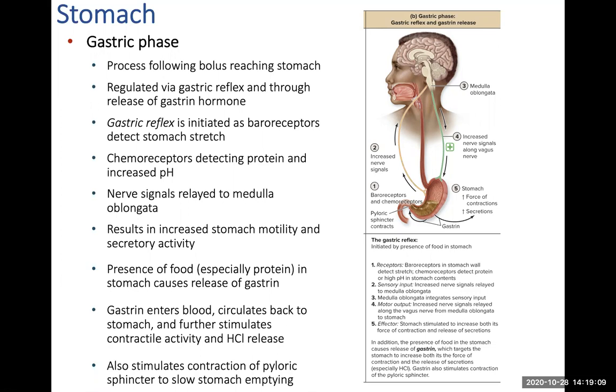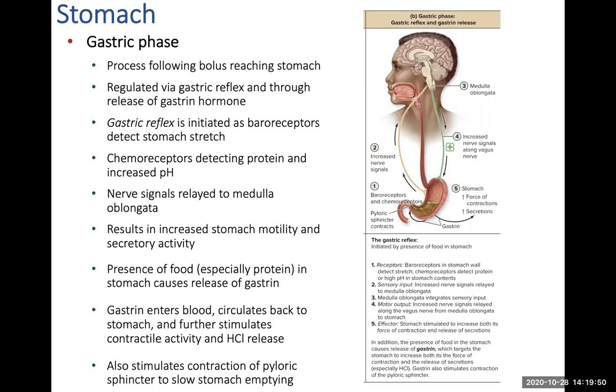The other thing that I wanted to say about the gastric phase, again, is that gastrin is a very important part of the regulation of the gastric phase. So gastrin, as it's secreted by the enteroendocrine cells, gets into the blood and circulates back to the stomach. And then, as I mentioned a second ago, gastrin stimulates the smooth muscles, so you get more forceful contractions of the stomach, and it also stimulates the parietal cells to increase the amount of hydrochloric acid that they are secreting. The other important thing that gastrin does is it helps to stimulate the contraction of the pyloric sphincter.